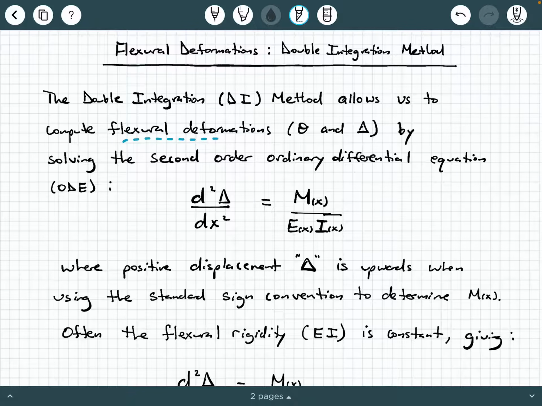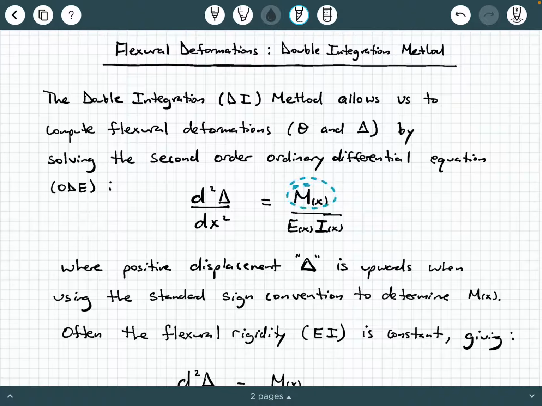Now, these flexural deformations that we can solve for are the rotation or slope angle theta and the vertical deflection of a beam, which we'll call delta. So the second order ODE, or ordinary differential equation, that we would end up solving is given here. Again, you see this is a second order differential equation, and you have delta, the vertical deflection, as your dependent variable, and x is the independent variable, and this is equal to M as a function of x. This is not M times x, it's M as a function of x divided by E as a function of x times I as a function of x.